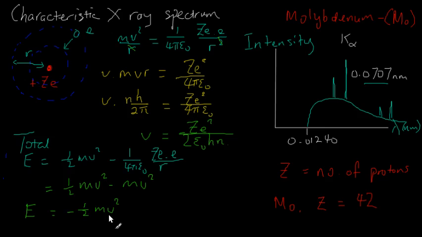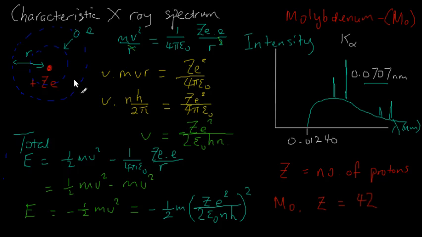And we already know what v is. v is equal to that. So I can substitute that into the v here. Okay, and that gives me minus 1 over 2m times this thing squared. So Ze squared over 2 epsilon naught and h, whole thing squared. And now we have a formula for E.